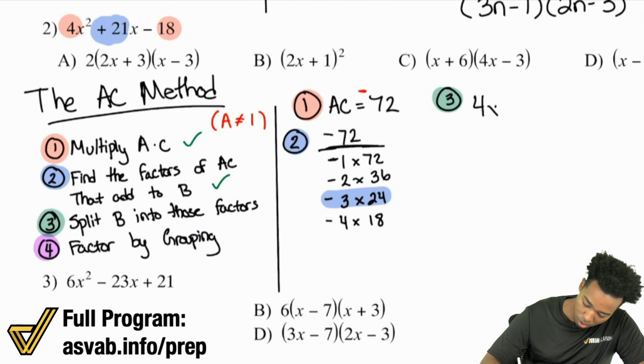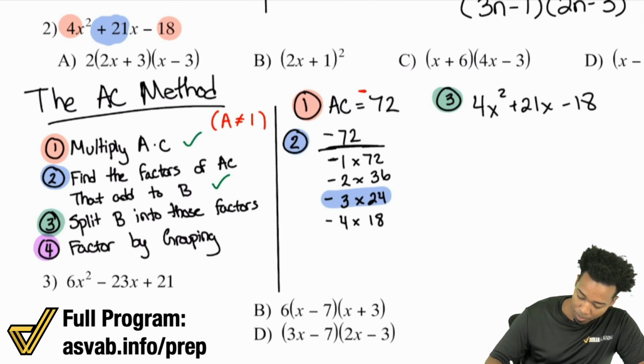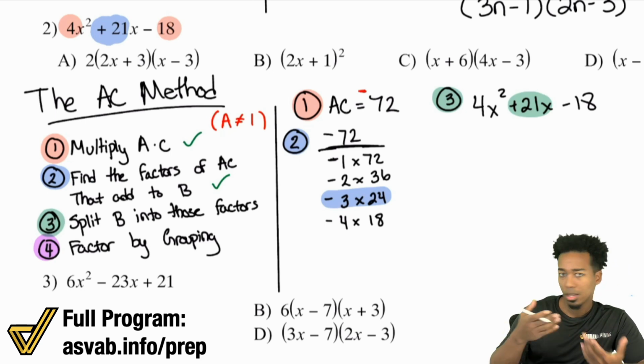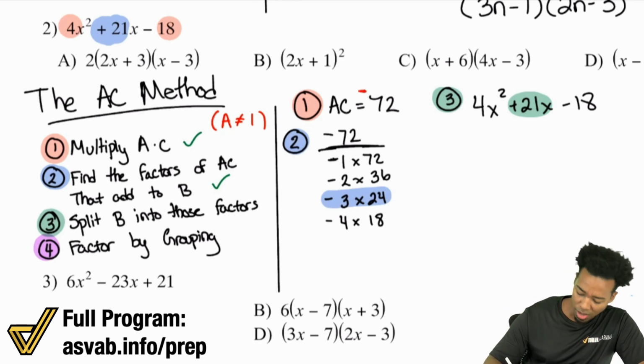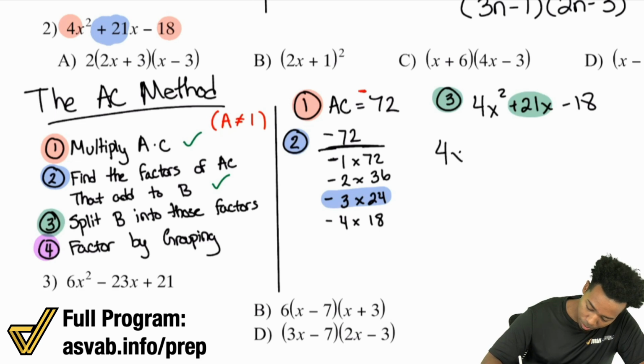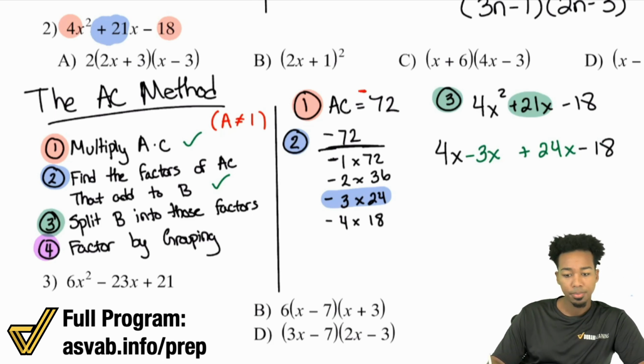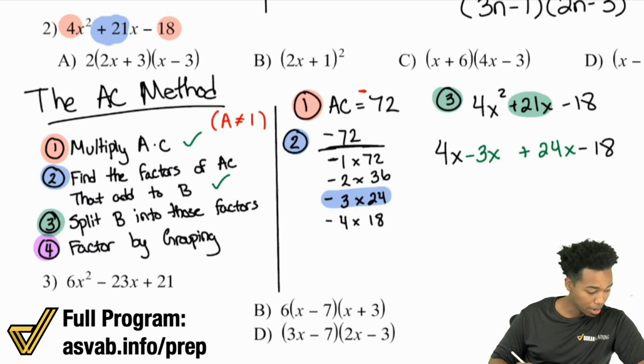We have 4x squared plus 21x minus 18. And what I will do is I will split this 21x into positive 24x and minus 3x. Or I can do minus 3x and plus 24x. Either way is completely fine. So here's what I'll do. We have 4x squared minus 3x plus 24x minus 18. Sweet. Now we're ready to factor by grouping.